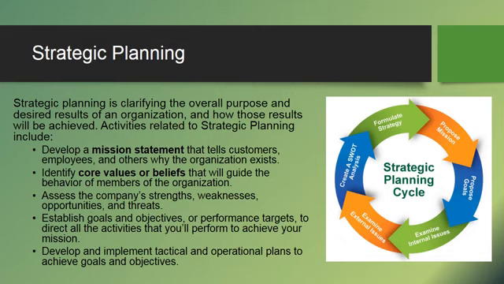Third, assess the company's strengths, weaknesses, opportunities, and threats. Then establish goals and objectives or performance targets to direct all the activities that you'll perform to achieve your mission. And finally, develop and implement tactical and operational plans to achieve goals and objectives. So these items, no matter what kind of industry you're in, are extremely important to the entire process of strategic planning. You can't do one and ignore the other because they are all tied in together.